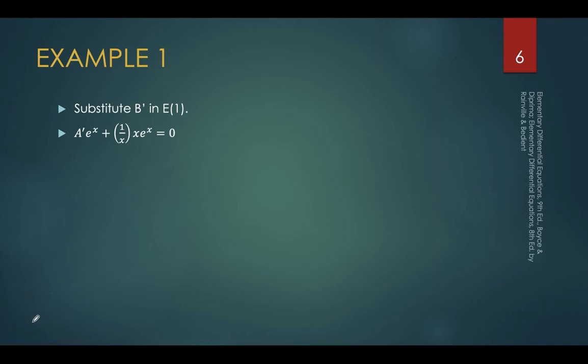Okay, and then we simplify. So x here will cancel out, and then once you transpose here, you get a prime e to the x equals negative e to the x. So this will just cancel out, giving you only negative 1, and then integrate. And then this is your y sub p.